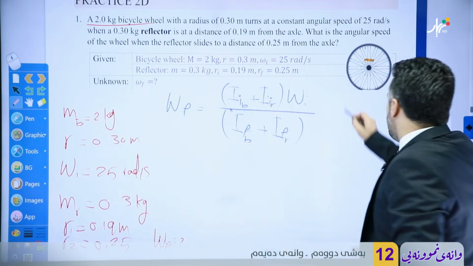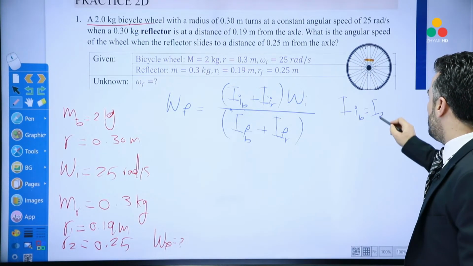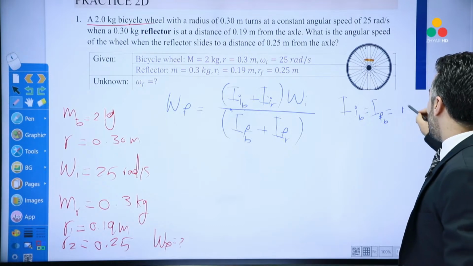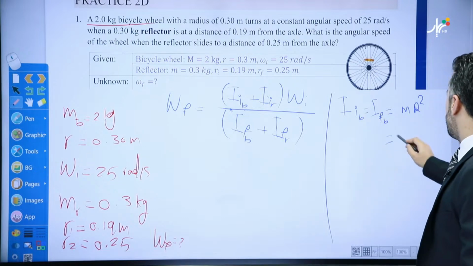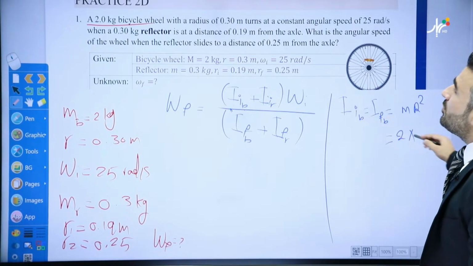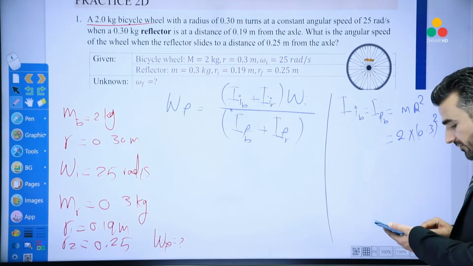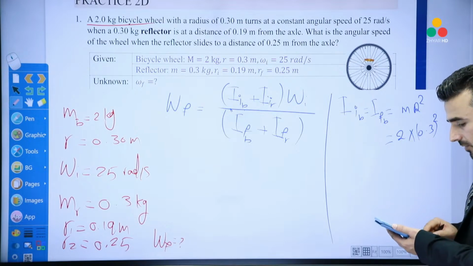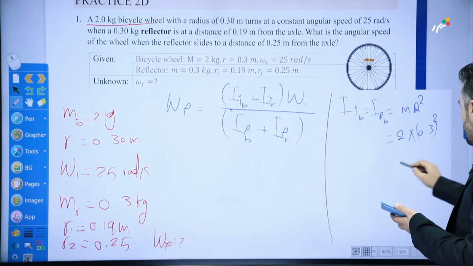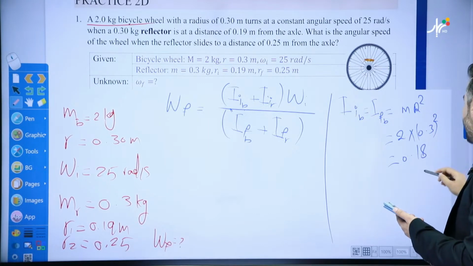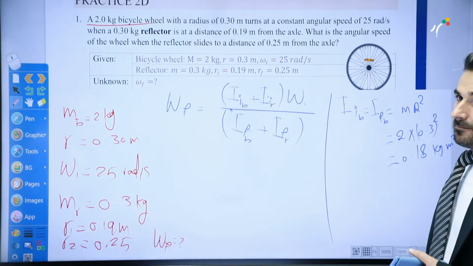Okay, so let's see. The moment of inertia of the bicycle wheel, it is like a ring, so initial would be the same as final for the bicycle wheel, which is going to be mr squared. The mass of the bicycle wheel is 2, times the radius of the bicycle wheel, 0.3, squared, don't forget. So 2 times 0.3 squared is going to be 0.18 kilogram meter squared. That is one thing, so the initial and final would be the same.